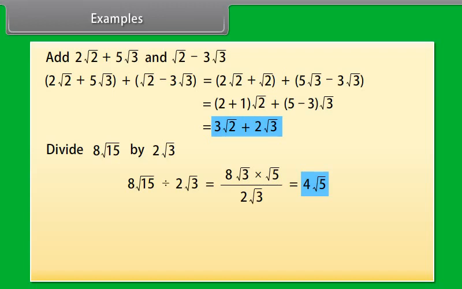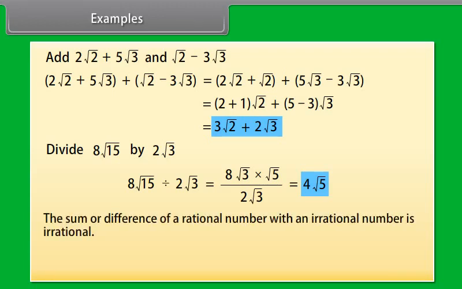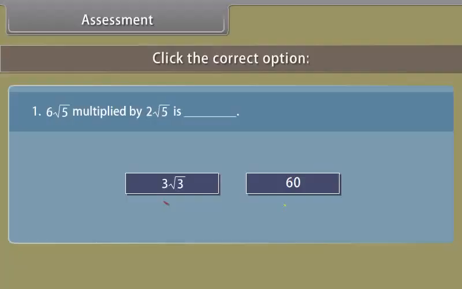So from these examples, we can conclude that the sum or differences of a rational number with an irrational number is irrational, and the product or quotient of a non-zero rational number with an irrational number is irrational.